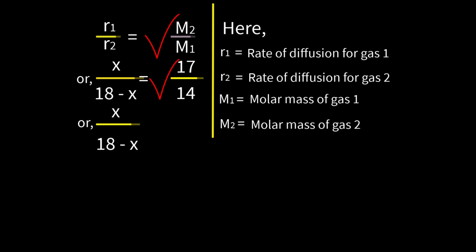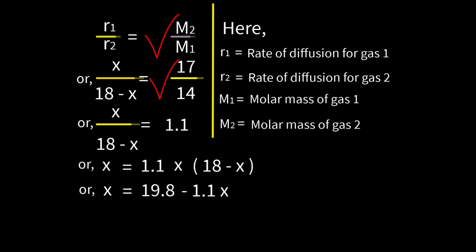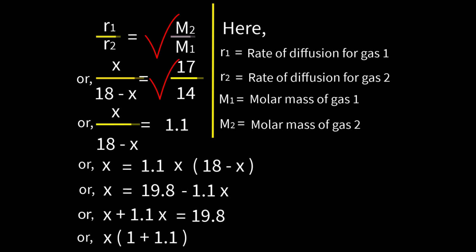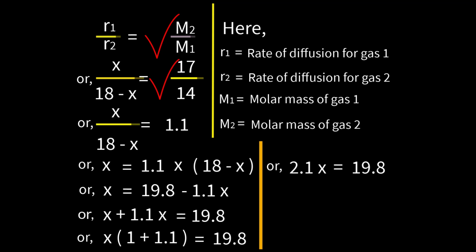Or x over 18 minus x equals 1.1, or x equals 1.1 times (18 minus x), or x equals 19.8 minus 1.1x, or x plus 1.1x equals 19.8. x is common here, so we can write x times (1 plus 1.1) equals 19.8, or 2.1x equals 19.8, or x equals 19.8 over 2.1.